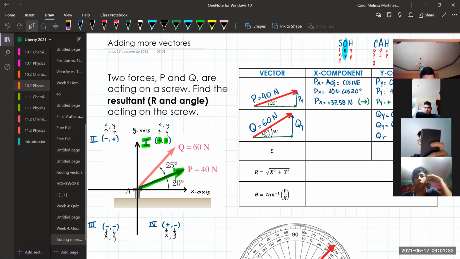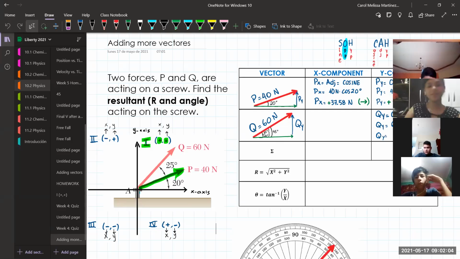42.42. Okay, positive or negative? It's positive and it's 42.42, so it's going up.